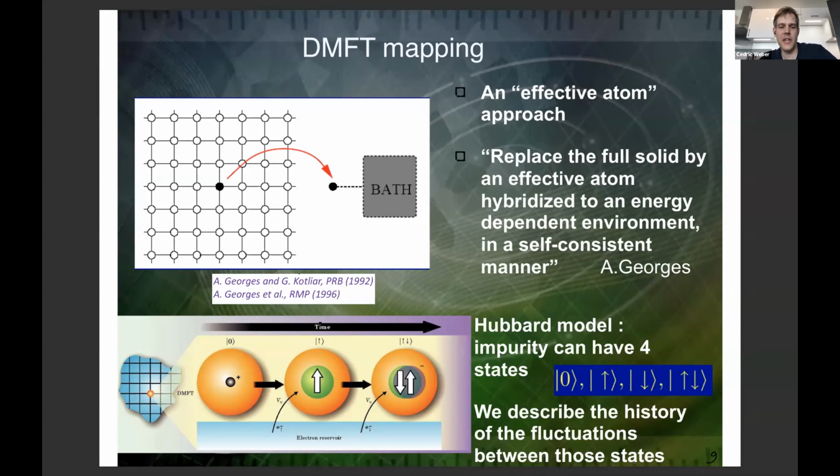And this is done dynamically in the sense that we have a notion of time, whereas standard mean field is really static, which is essentially just an order parameter, hence the name dynamical mean field theory.